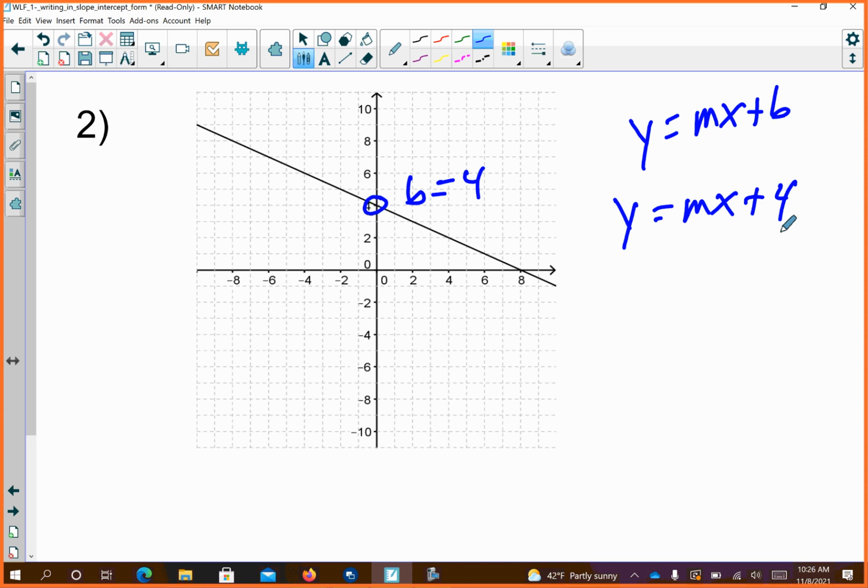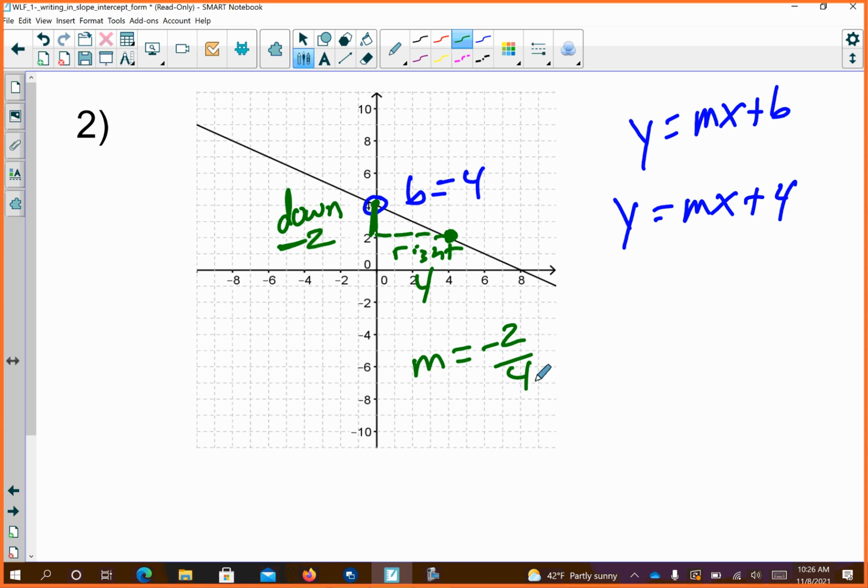Anybody struggling with that? So now we have to find our slope. So I know I have this point here. And it looks like I can count down. I think that would be another point. What do you think? So it looks like I'm going to go down 2 and right 1, 2, 3, 4, and right 4. So if I went down, that means it has to be negative. So right now I know I have a slope of -2 over 4.